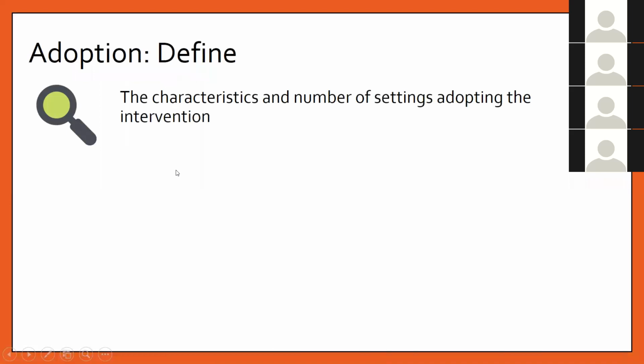So the next REAIM dimension is adoption, and adoption is defined as the characteristics and number of settings adopting the intervention. And these settings could include schools, work sites, child care facilities, retail, or other places. It's essentially any place or entity where the intervention can be implemented and where there's an opportunity to connect with the target population.